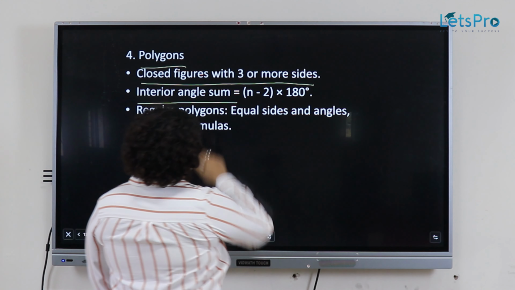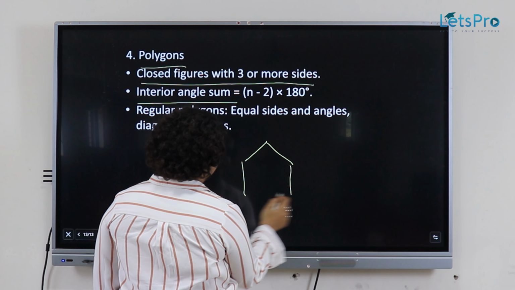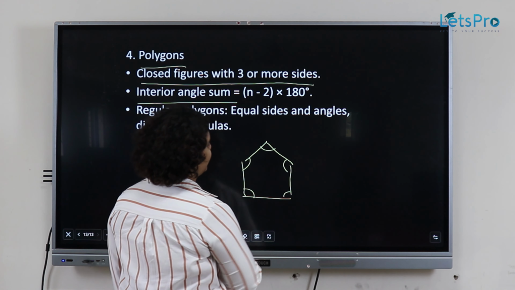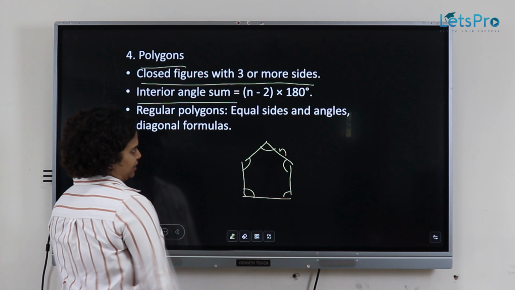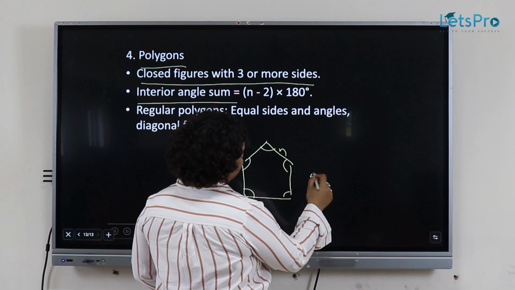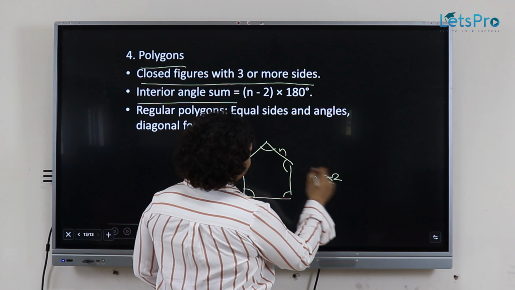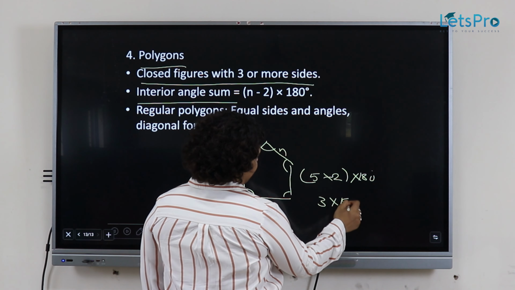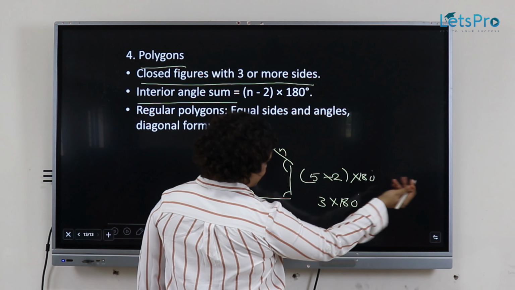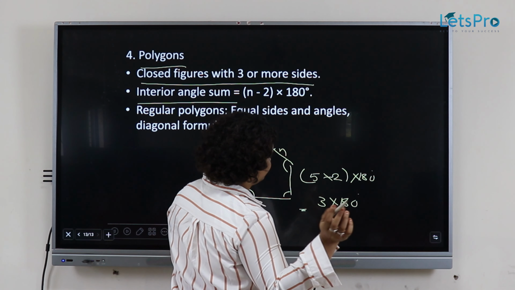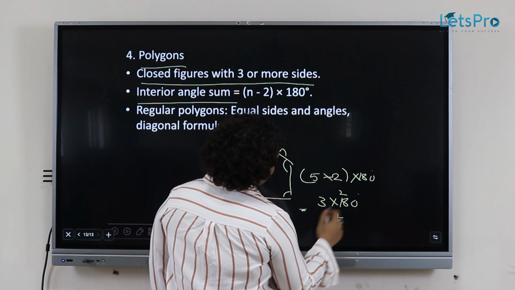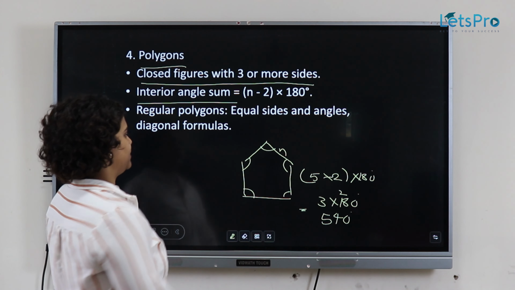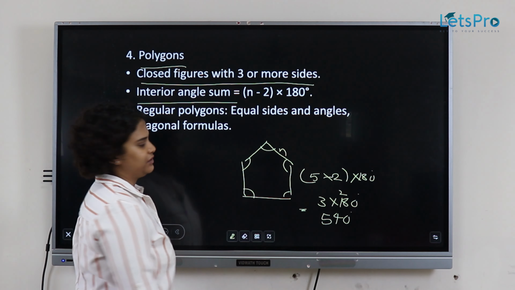What is the interior angle sum? Interior meaning, let's have a pentagon here. There is an angle here, here, here, here, and here, right? So the formula is n minus 2, n meaning number of sides, times 180 degrees. For a pentagon, 5 minus 2 into 180 degrees. 5 minus 2 is simply 3. 3 into 180, how much? Quickly solve it. 3 times 180 is 540, correct? So the entire interior angle sum is 540 degrees.